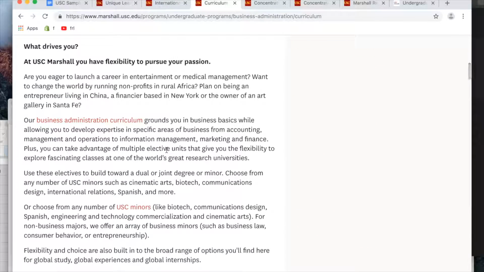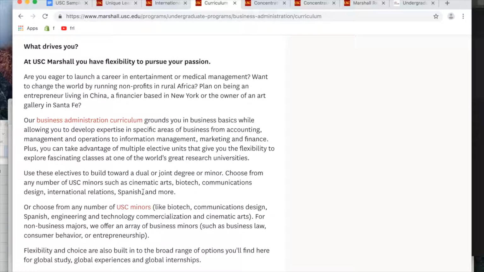And if you look into the introduction page of Marshall, it also tells you what goals people can have: either a career in entertainment or in medical management, changing the world by running a nonprofit in rural Africa, or planning on being an entrepreneur living in China. These are good goals for you to think about so that you can talk about them a bit, and how Marshall can help you get there.